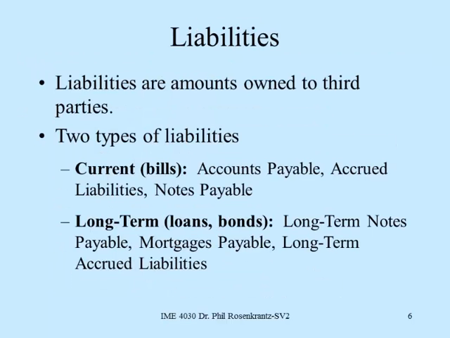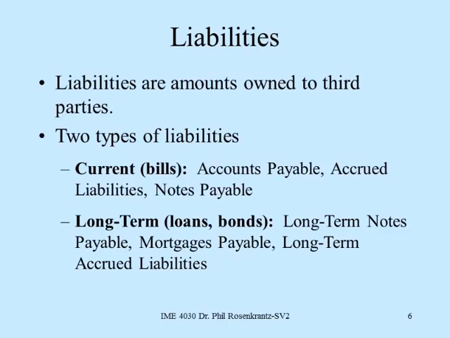Now we're on the right side of the balance sheet, and liabilities are amounts owed to third parties. There are 2 basic types: current liabilities, or your bills. Accounts payable are where you have received some goods or some services. You've received a bill, but you haven't paid it yet. So that's called accounts payable. There are accrued liabilities, where you owe somebody some service, and notes payable. And that would be, say, a swing loan or just a short-term loan for cash flow purposes.